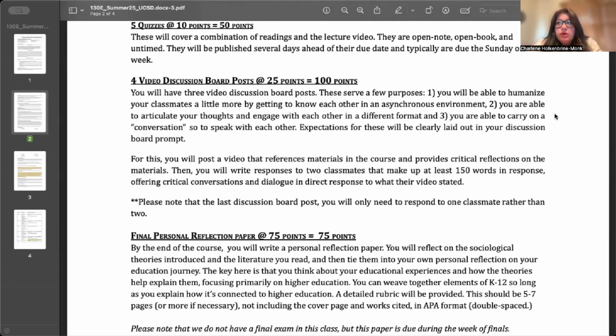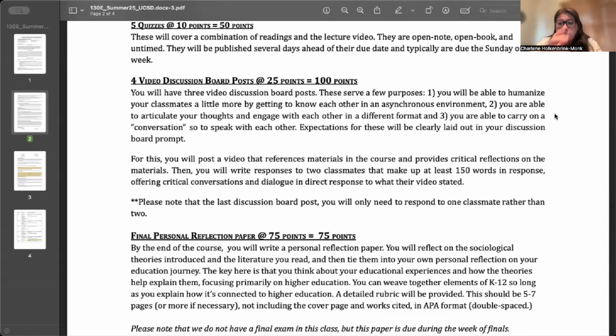Your very first response to the initial prompt will have to be a video blog, or a video discussion board response. And then you will also need to reference materials in the course from that week. So you'll say, for example, in Pedagogy of the Oppressed, Chapter 2, where Paulo Freire says this, that, and the other thing, you're going to pull from that. So you are still going to be referencing them and making mention of them in your videos.